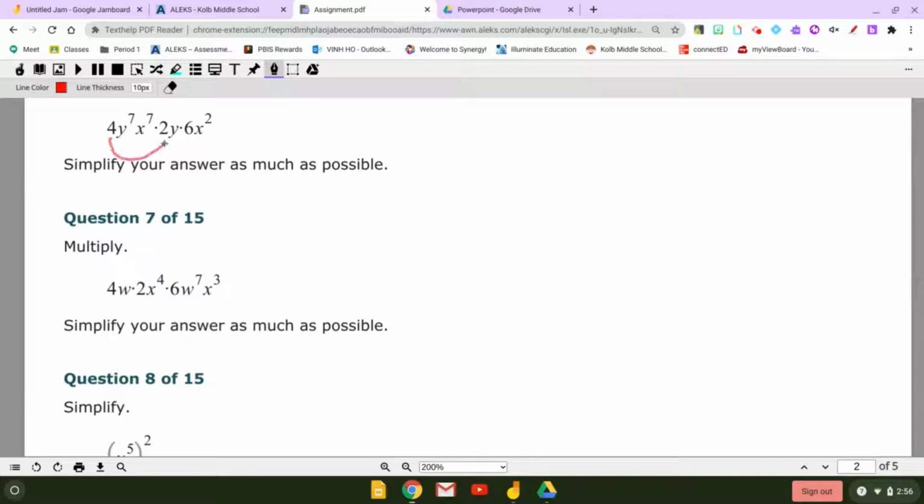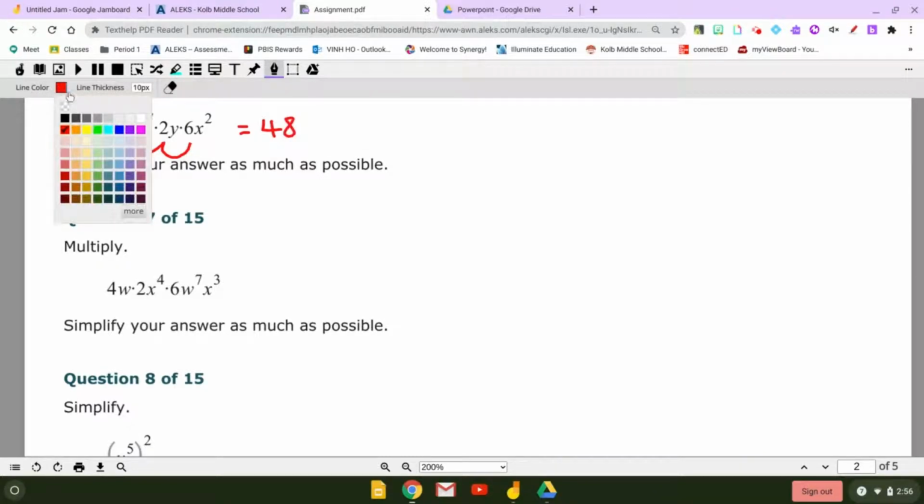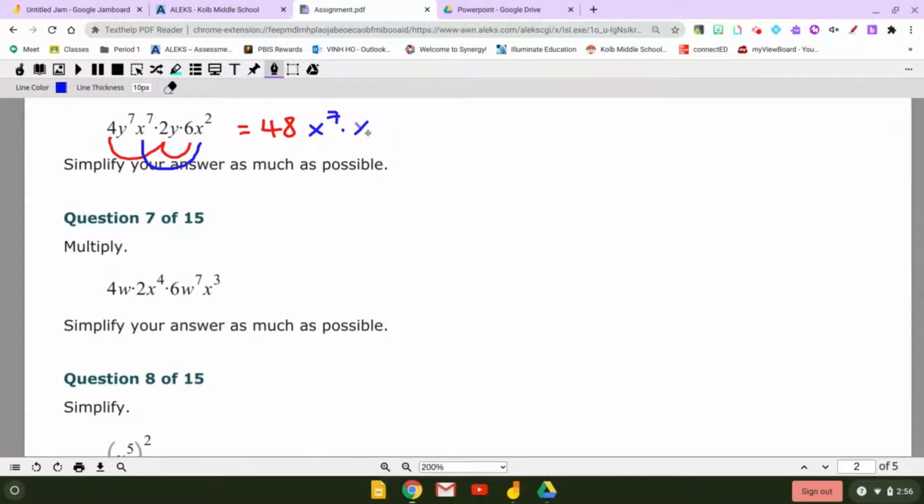4 times 2 times 6. 4 times 2 is 8, times 6 is 48. Okay, then we look at the variables. I prefer x together, so x to the 7th times x squared. And then we have y to the 7th times y, right? Then we'll look into each of them.